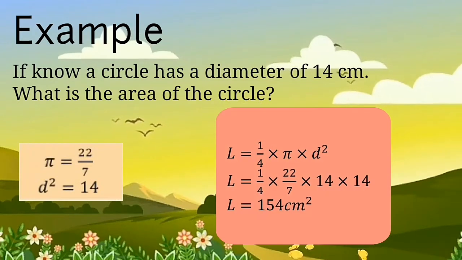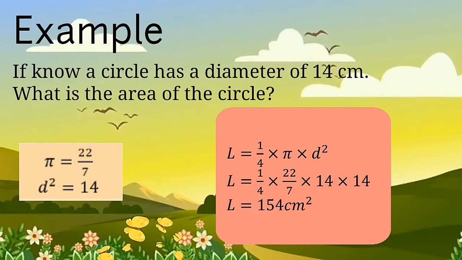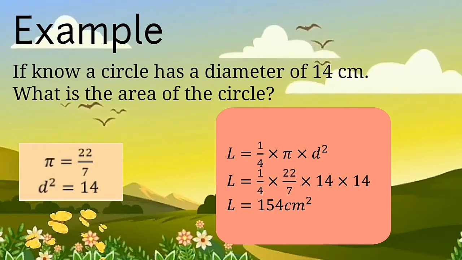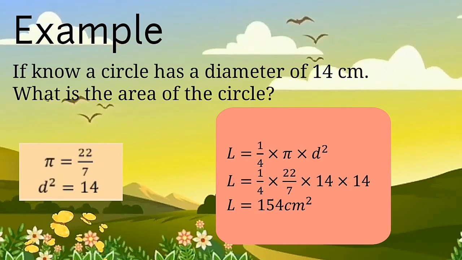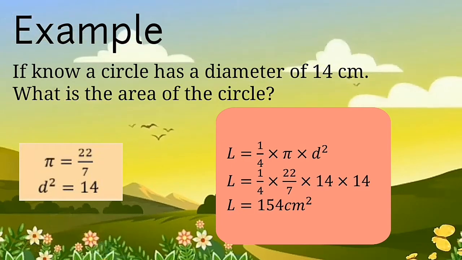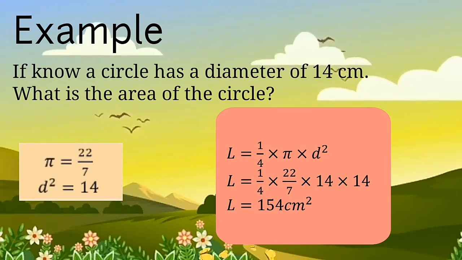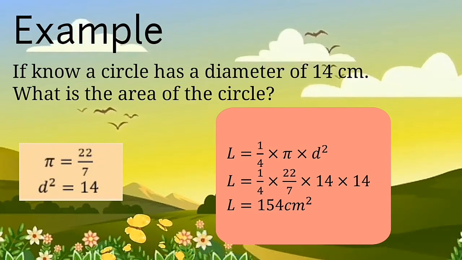L equals a quarter times 22/7 times 14 squared. Then the resulting area of the circle is L equals 154 centimeters squared.